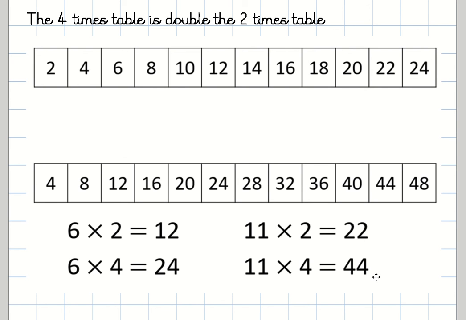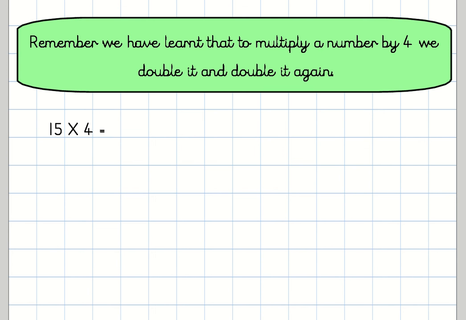I always think that's a really good trick to know. So if you're ever not sure, write down the 2 times tables and then double them and you've got the 4 times tables. Thinking about what we've just done there, remember we have learnt that to multiply a number by 4, we double it and double it again.